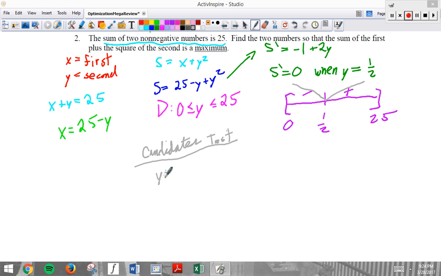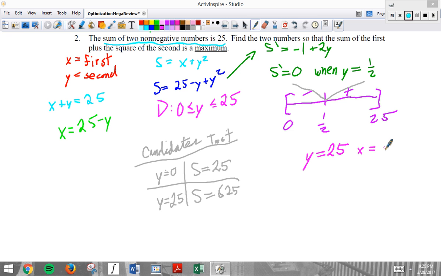When y equals 0, s equals what? 25. And when y equals 25, s equals 25 minus 25, 0, plus 25 squared, 625. So, when all is said and done, we want y equals 25 and x equals 0. Okay, that's it. All done.